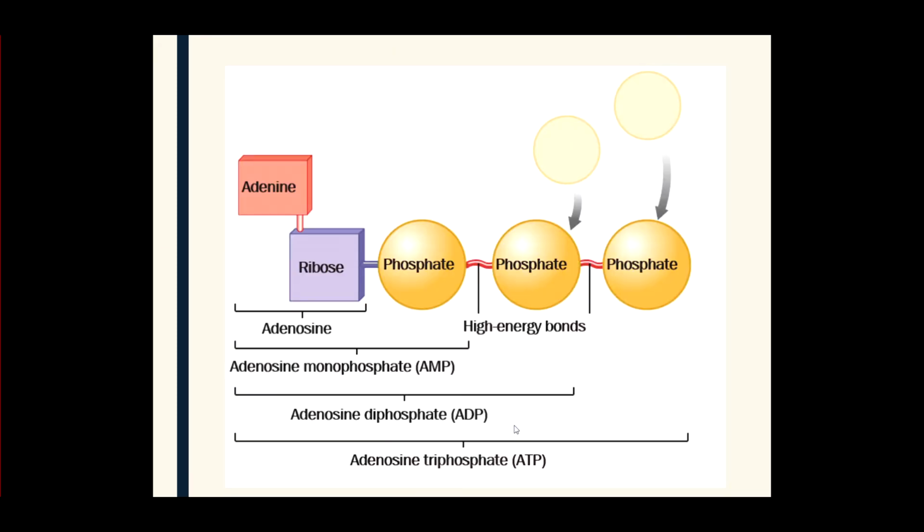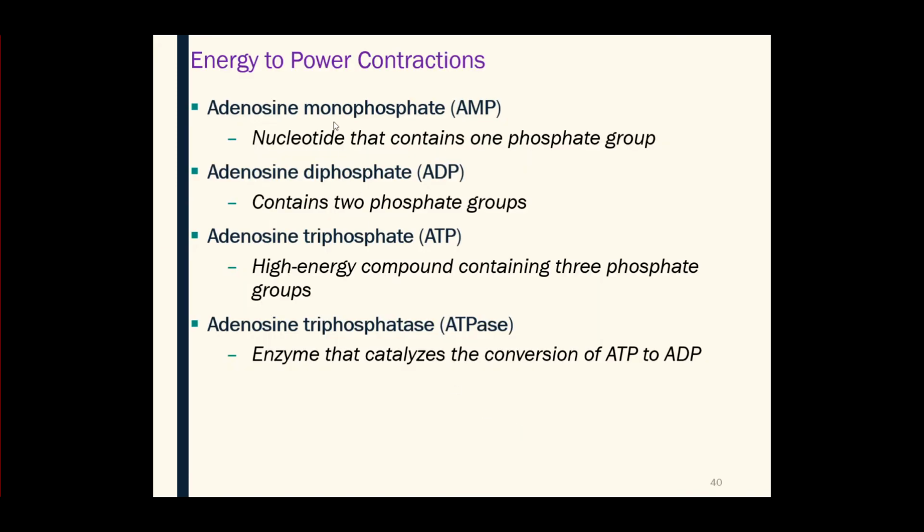Let me go forward one. So this we actually covered already. AMP is adenosine with 1 phosphate. ADP is adenosine with 2 phosphates. And then ATP is adenosine with 3 phosphates.